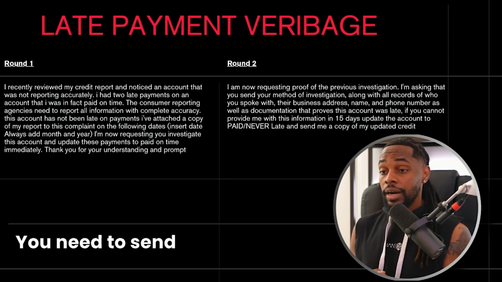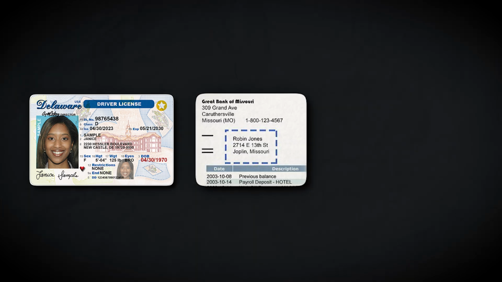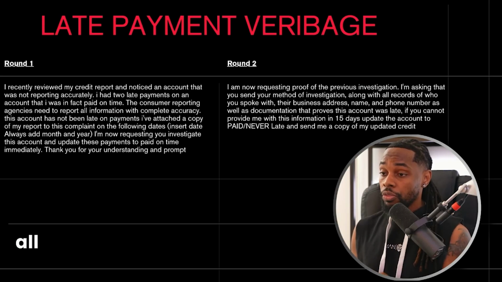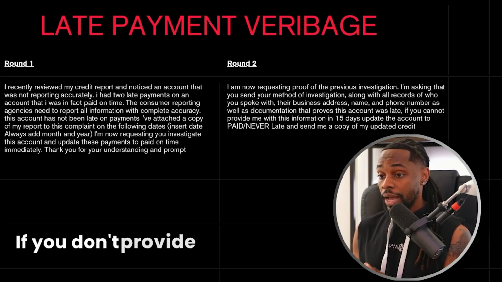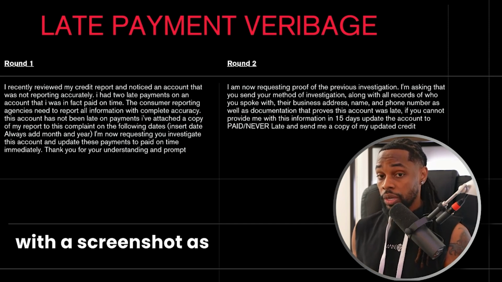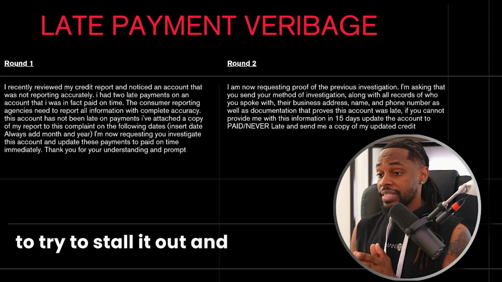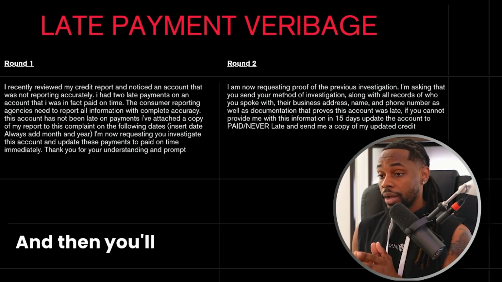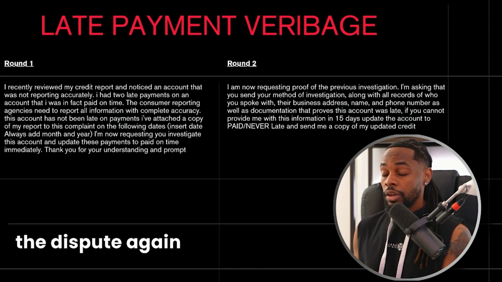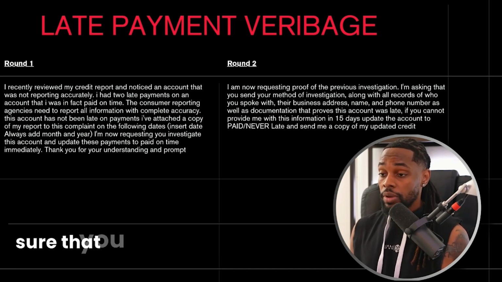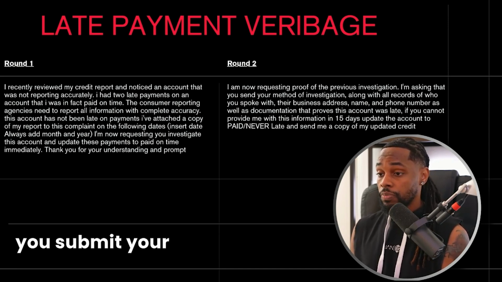You need to send a copy of your driver's license, a copy of your proof of address. You also want to send a copy of your social security card. You need to have all three documents. If you don't provide them with a screenshot as well of the account that you're disputing, they're going to try to stall it out and say that they can't verify you. And then you'll have to send the dispute again with those additional documents. All right. So please make sure that you add that before you submit your dispute.